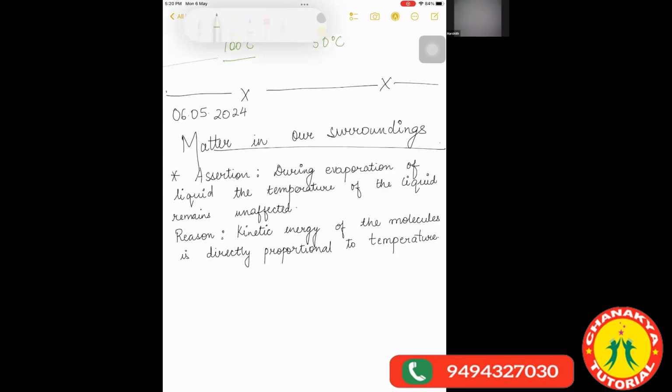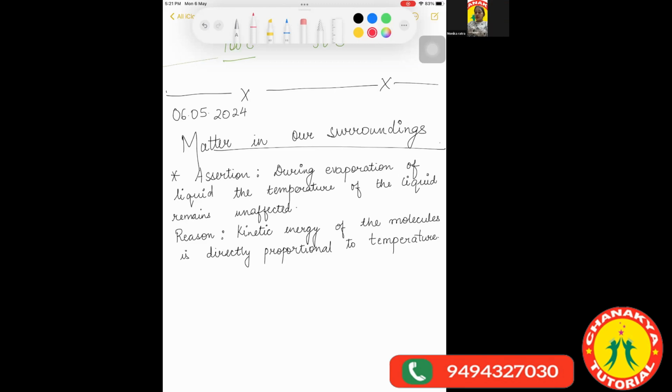Ma'am, the assertion is true. The assertion is true according to you, that during evaporation of the liquid, the temperature of the liquid remains unaffected. Jitendra, what do you think? Is it true or false? Ma'am, it is true. Okay. Akshara? Ma'am, it's true. Yukta? Ma'am, it's true. Sampath, what do you think of the assertion? Ma'am, I guess it's false. Rohit? Ma'am, false.